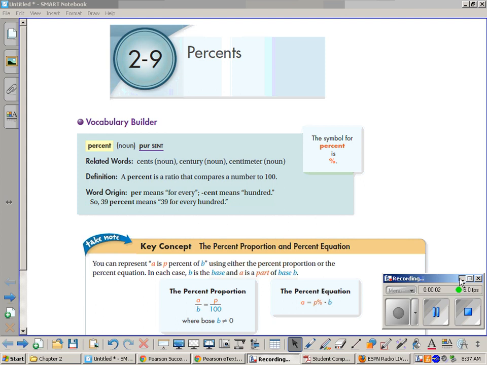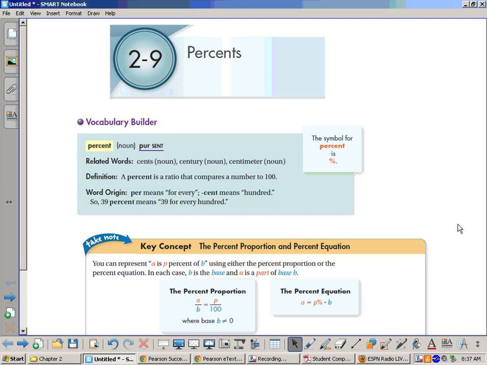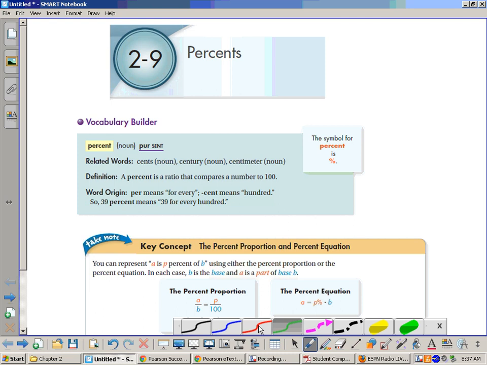Good afternoon, class. Today we're going to be dealing with percents. This may be review for some of you, but we're going to set up some different types of problems, maybe some higher level percent problems that should challenge you a little bit. First thing we're going to talk about here is that, grab my pen here.